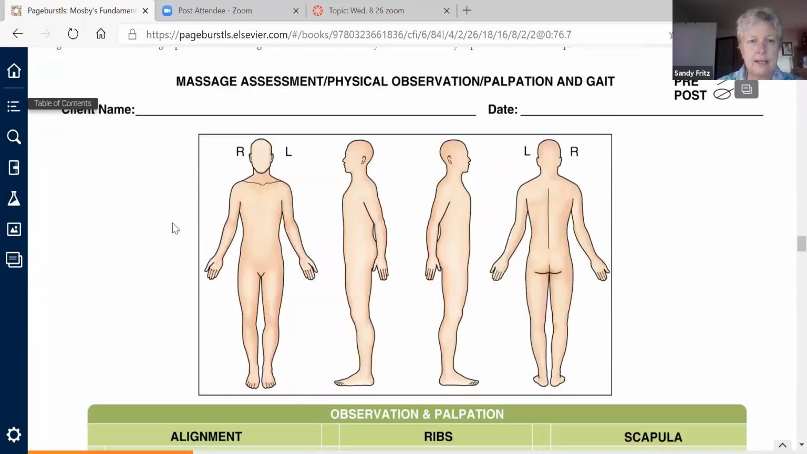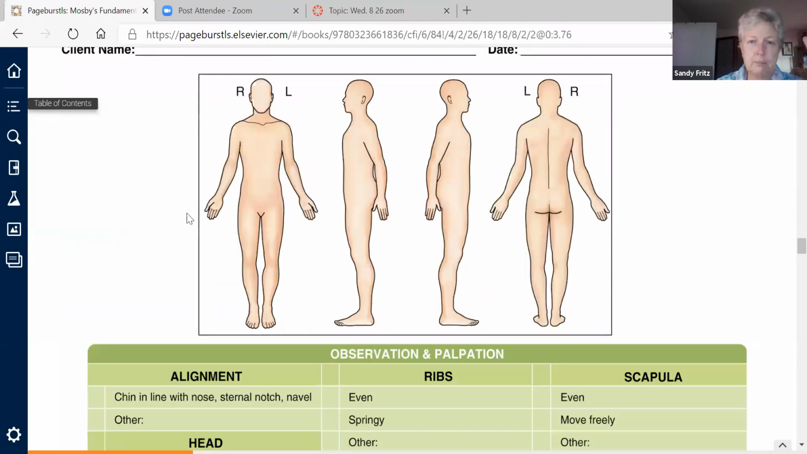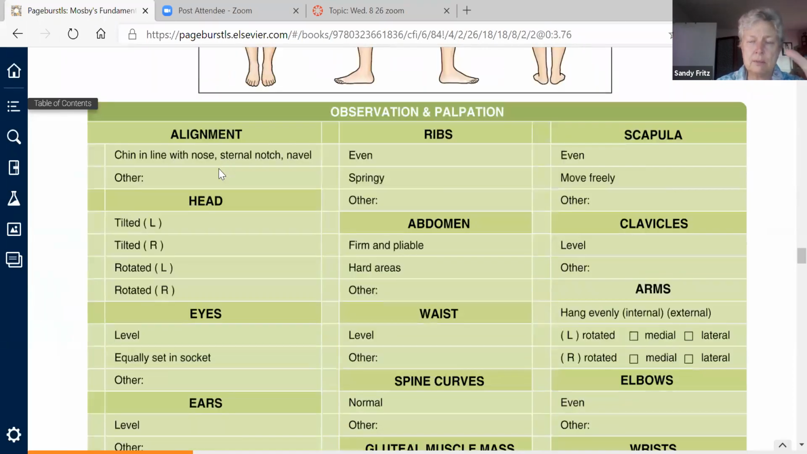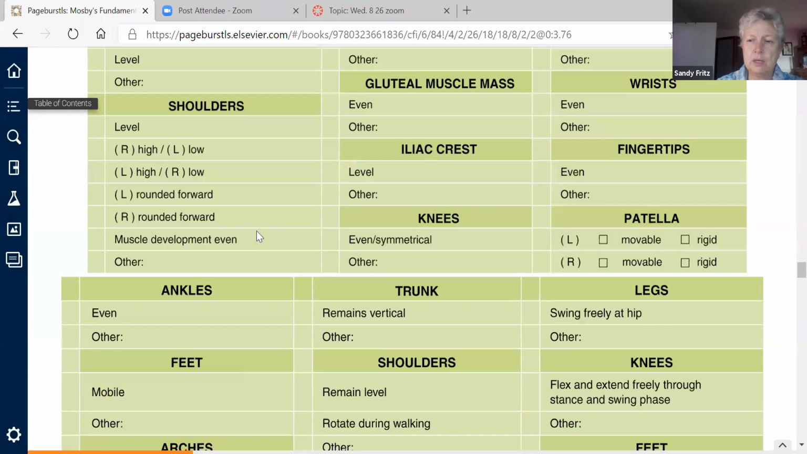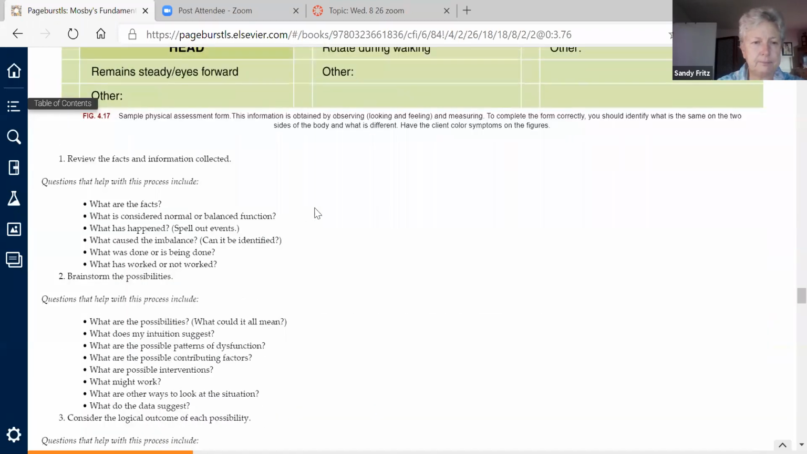So this is an example of a physical assessment form. Again, there are many different kinds out there, but this embraces the information you would find. And this is more what you identify: what you can see, what a person can touch, how they can move, and how you would collect the initial data there.